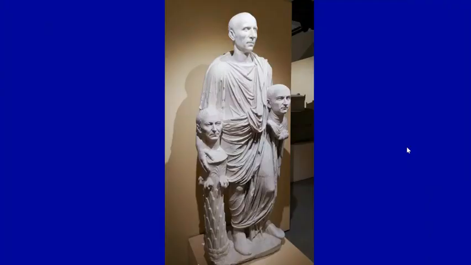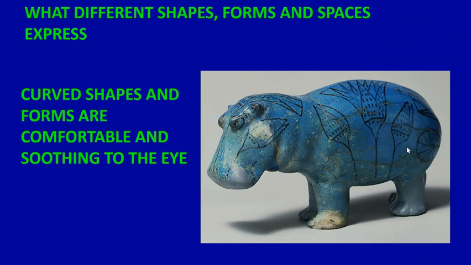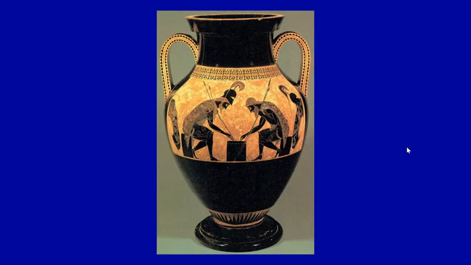The snake definitely has the organic forms, and once again, the fabric drapes around the forms of the human figure. So, what different shapes, forms, and spaces express: curved shapes and forms are more comfortable and soothing to the eye. The motherliness of the Venus of Willendorf comes to mind, and the fertility goddess is a lot more comforting with these round forms rather than sharp angles.